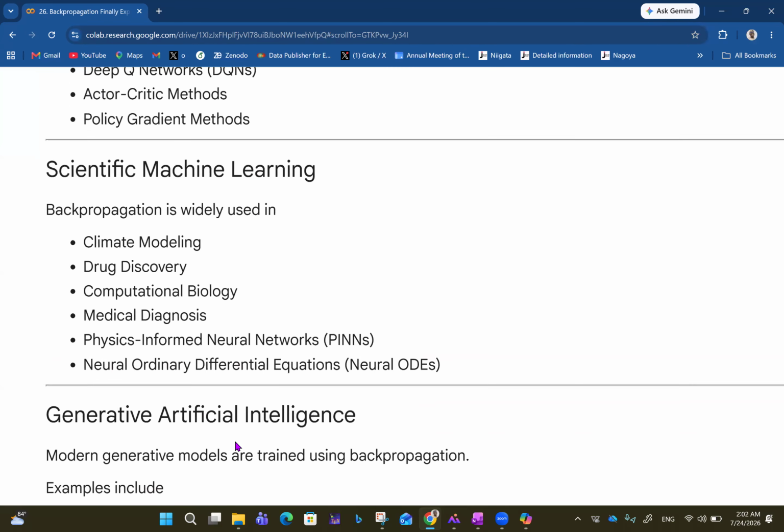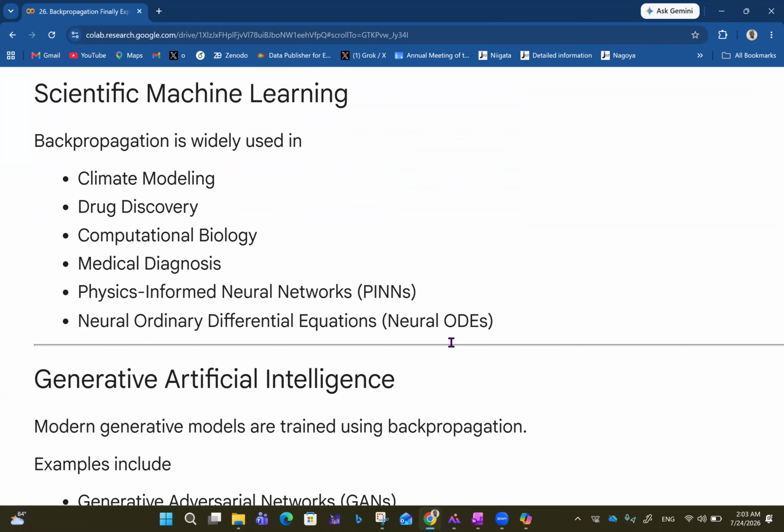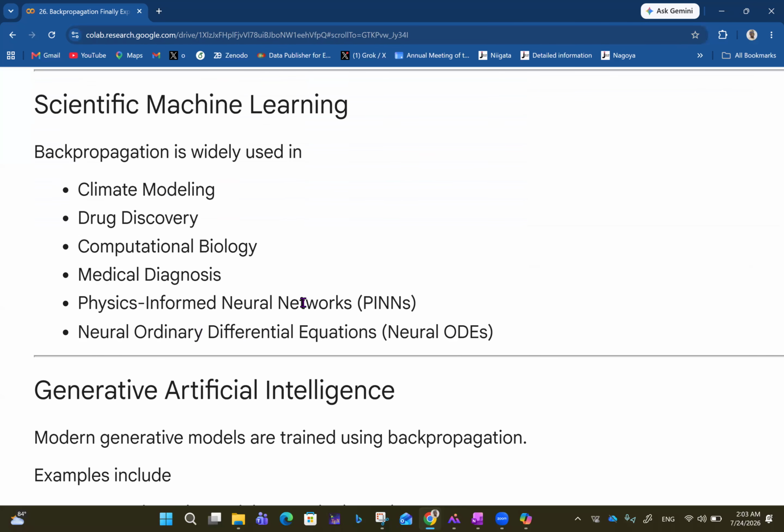Then, of course, we have it in scientific machine learning also. Backpropagation is widely used in climate modeling, drug discovery, computational biology, medical diagnosis, physics-informed neural networks, and neural ordinary differential equations. I get to play around with scientific machine learning a little bit because I try to use it for biological, ecological, and epidemiological problems.